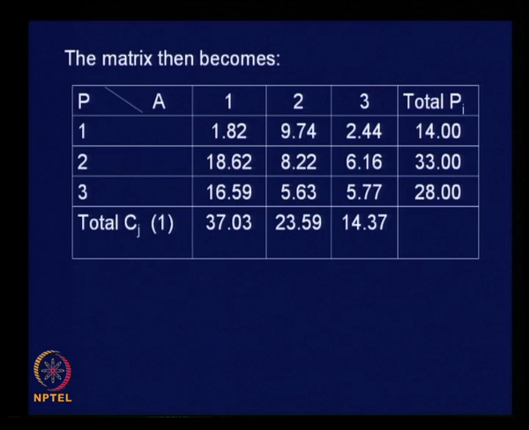There is no change in the PA values, whereas if you look at the total of the cell values along columns, we get values of 37.03 for zone 1, 23.59 for zone 2 and 14.37 for zone 3. What were the actual values of attraction for zones 1, 2 and 3?